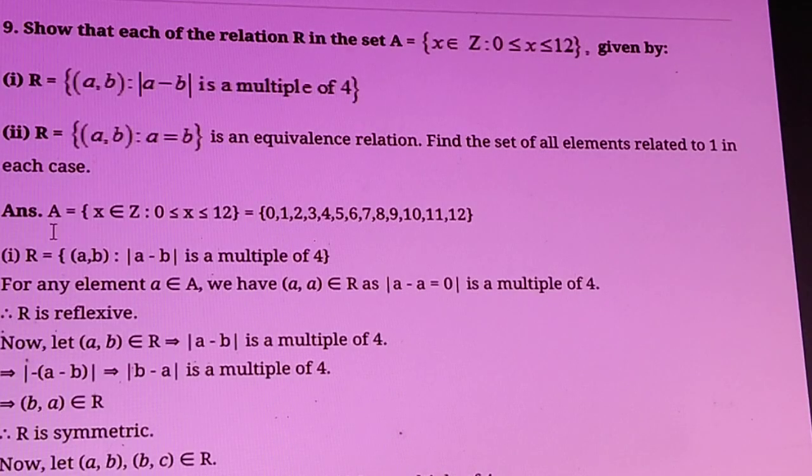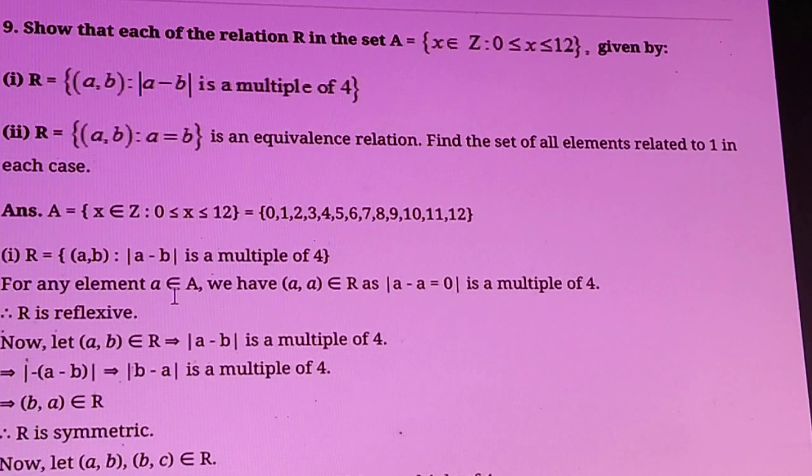To verify this, first one: it is given x belongs to Z such that 0 ≤ x ≤ 12, means this becomes 0, 1, 2, 3, 4, 5, 6, 7, 8, 9, 10, 11 and 12. This is the set A in which we will get the elements 0 to 12. R = {(a, b) : |a − b| is a multiple of 4}.